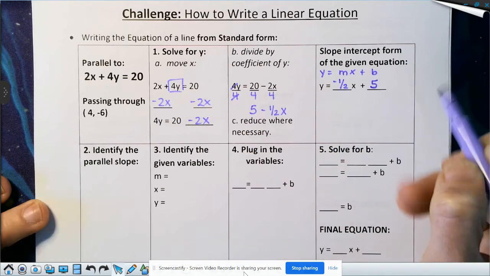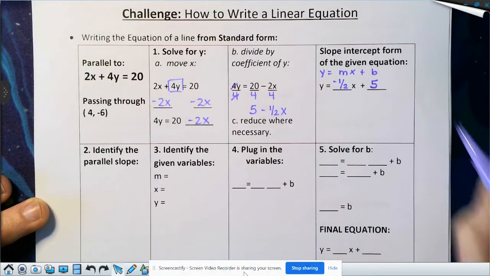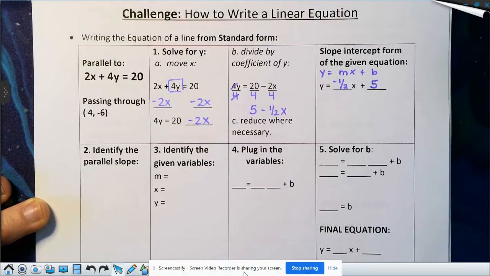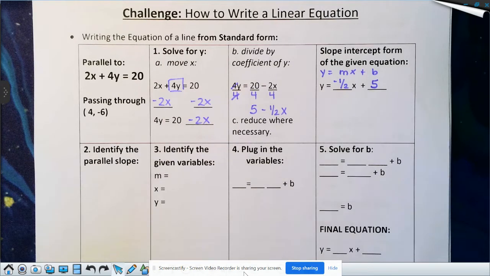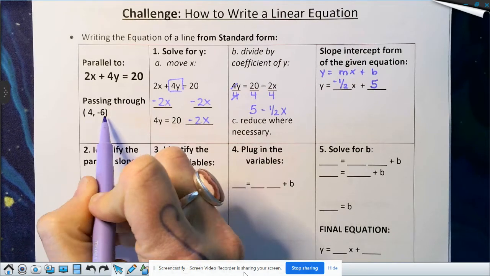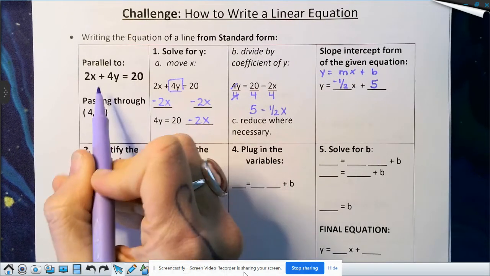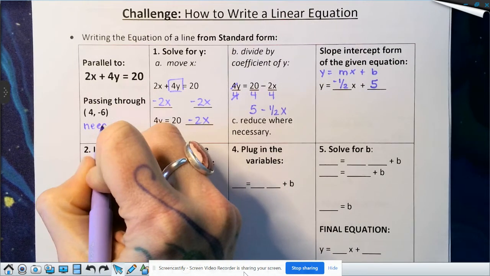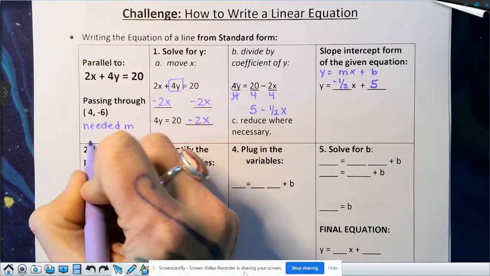And what we needed was our slope, because remember, to write the equation of a line in slope-intercept form, and really just in general, to write the equation of the line, it's most ideal to have your slope, so your m value, and then a y-intercept. In this case, I was given nothing besides an x and a y and an equation. So we had a lot more to do. We needed an m and a b at this point.